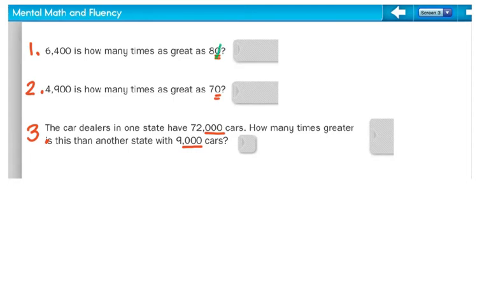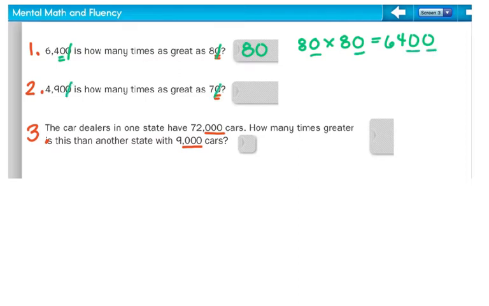All right, number 1, this 0 cancels out one of this. So 8 times 8 is 64. And then I add on a 0. Let me show you what that would look like. 80 times 80 would be 6,400. There are my 2 zeros.